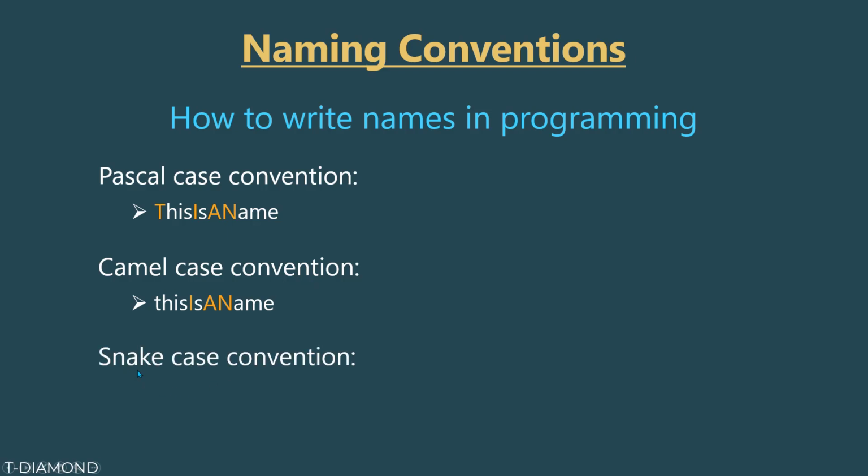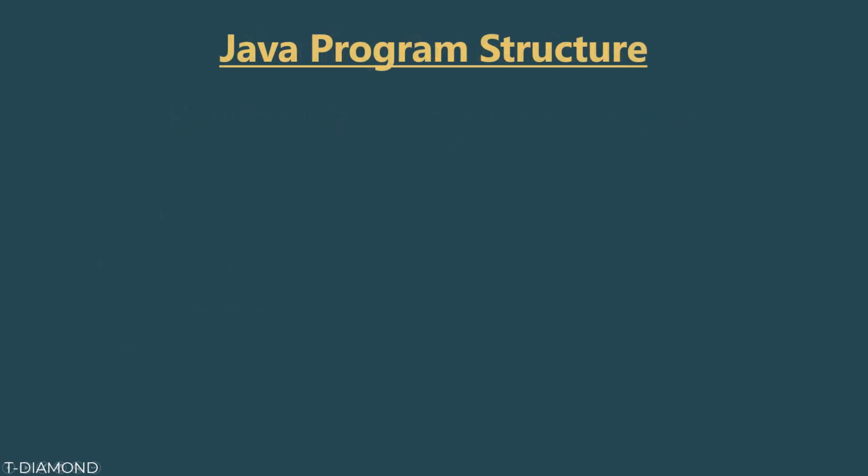Finally, we have the snake case convention, and it looks like this. Basically, we put an underscore between each word. Alright? And of course, we have other conventions, but I just wanted to show you these. So now we have all the information we need in order to see how a simple Java program looks like. So what is the structure of a Java program?